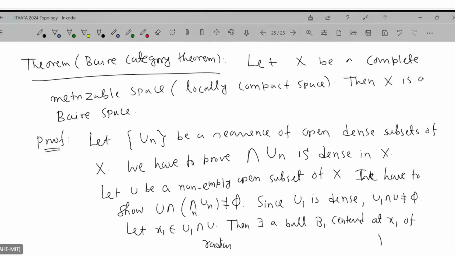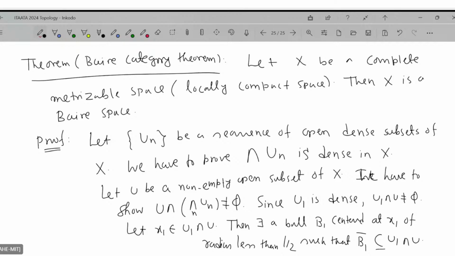Okay, you take a radius less than half, such that the closure of V1 is contained inside of U1 intersection U.